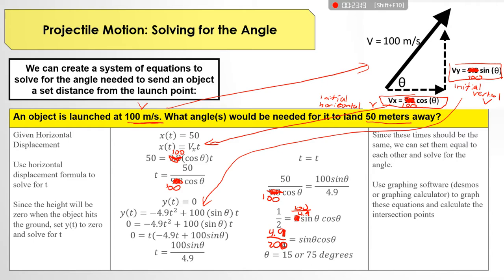Okay, so I've got 4.9 over 200 equals sine theta over cosine theta. I'm going to break out of this for a second.